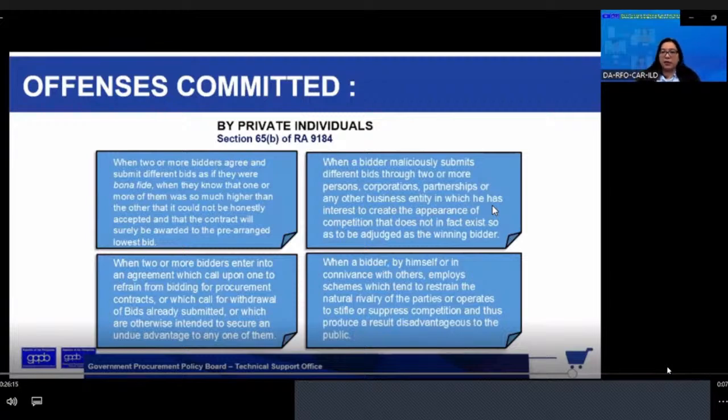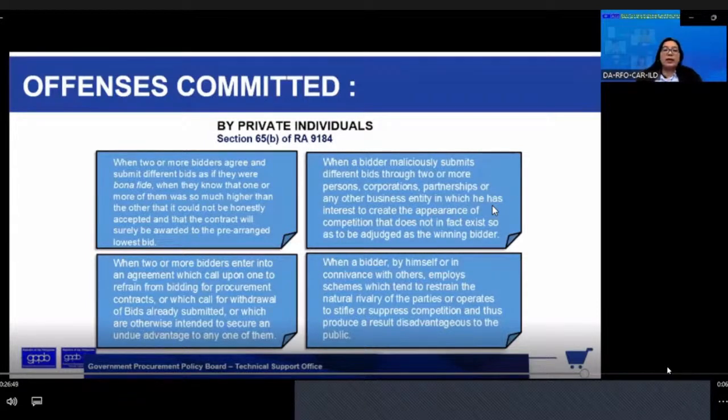He submitted, and then that person also has a joint venture with another corporation, or other officials, or other corporations. So, although these are considered alternative bids under the rules or under the PBD, what's important here is that there is a malicious intent to create the appearance of competition when in fact there was none.